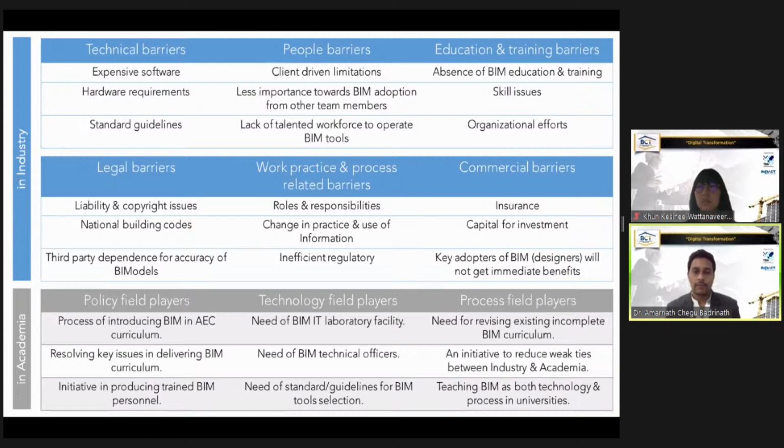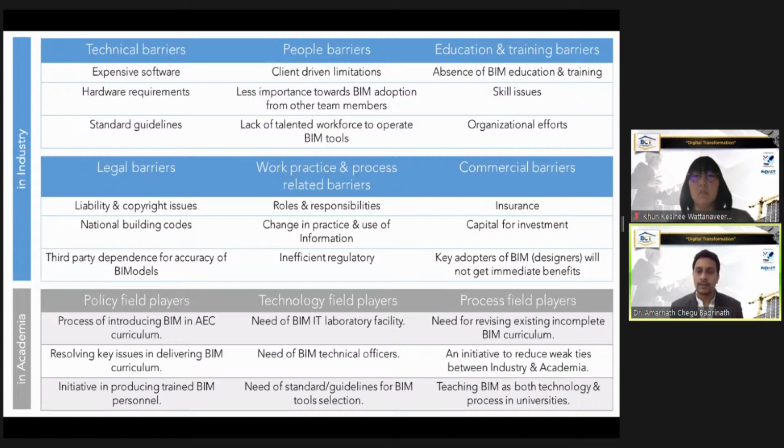Technology field players: the need for BIM IT laboratory facilities. Many universities do not have these IT laboratory facilities. They have to be set up, and that can only be done in collaboration with different tech vendors. But what happens is, if there is, for example, XYZ university, an XYZ tech vendor comes and says, I want to sponsor your IT laboratory facility, but make sure that you will not sign a contract with another tech vendor. This becomes very challenging for the university to remain neutral and make the students realize what BIM actually is.